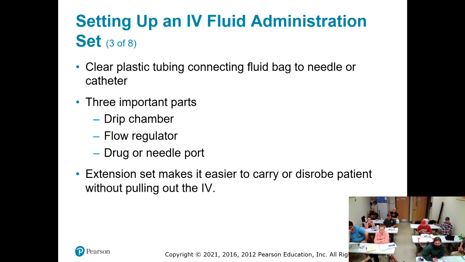So, clear plastic tubing connecting the fluid bag to the needle or catheter. We went over that. Three major parts: the drip chamber, which is this, then you have the flow regulator, which is this. This just regulates how quickly the fluids are going to run in. We count our drops. So basically it just pinches the line? Yep, exactly. It's just a little wheel that will pinch the line down to a specific amount. And that's how you go, by the drips? Yep, counting drops per second.